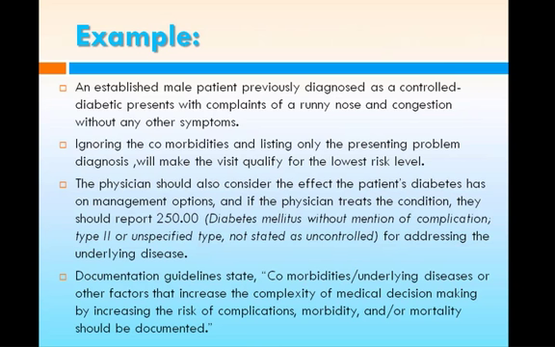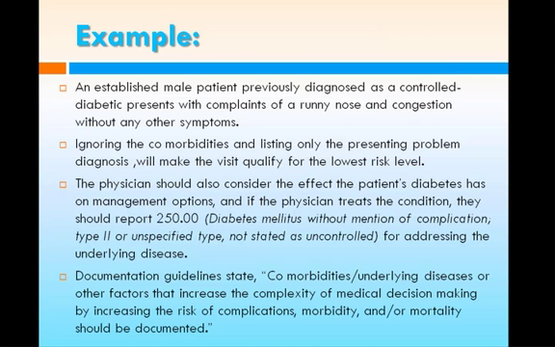So let's look at this example. An established male patient previously diagnosed as controlled diabetic presents with complaints of a runny nose and congestion without any other symptoms, such as fever, headache, fatigue. Ignoring the comorbidities and listing only the presenting problem diagnosis, the 460, will make the visit qualify for the lowest risk level. The physician should also consider the effect the patient's diabetes has on management options, and if the physician treats the condition, she should also report the 250.XX code for the diabetes, appropriate specified type and controlled or uncontrolled, for addressing the underlying disease.